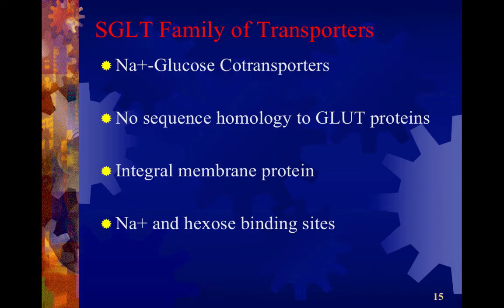The next family is the family of SGLT. We're going to talk specifically about SGLT1. Okay, so these are sodium and glucose cotransporters. So they move both sodium and glucose across membranes. There's no sequence homology to the GLUT proteins. So they also transport glucose, but they are not similar in sequence to the GLUTs. The SGLT, they're integral membrane proteins. They span membranes, but they also have a sodium binding site. So they have both binding sites.